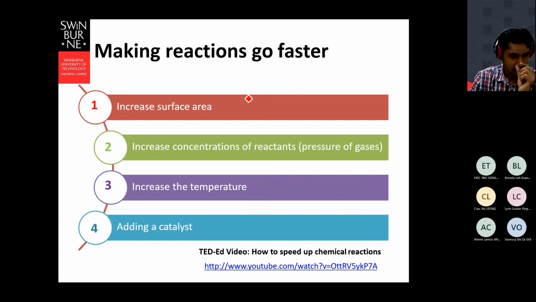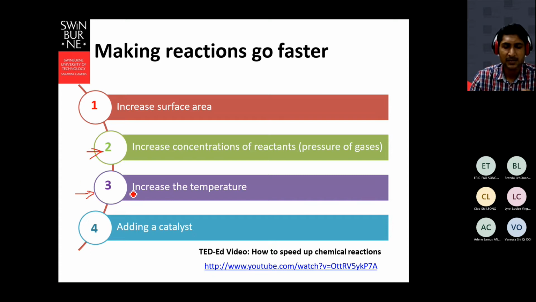It is something that you need to consider. What is the reactant surface area? I'll explain it. And then increased concentrations of reactant, concentration, if it increases, and pressure of gases, right? But there is something else we should also consider: increasing the temperature.